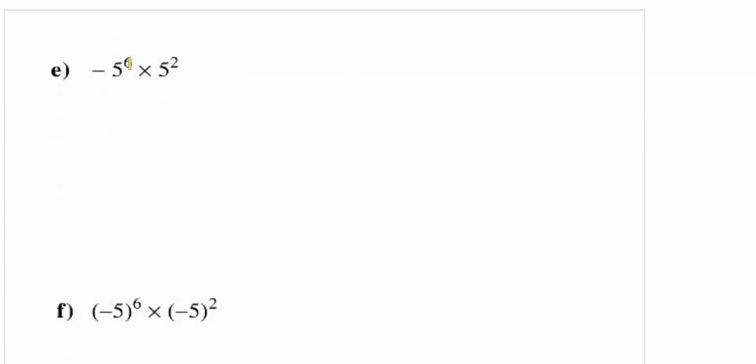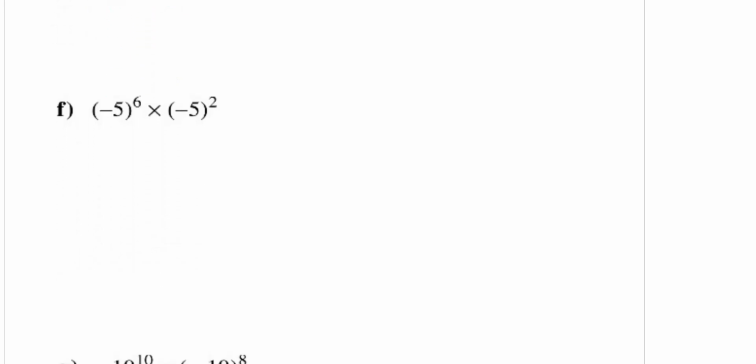Okay, so what we're going to do here is take a look at the expressions in yellow there. Since the bases are the same, we just add the powers. So 6 plus 2 is 8, and this minus sign just tags along. So negative 5 to the power of 8 there. Okay, so that's 8e. Let's take a look at 8f now.